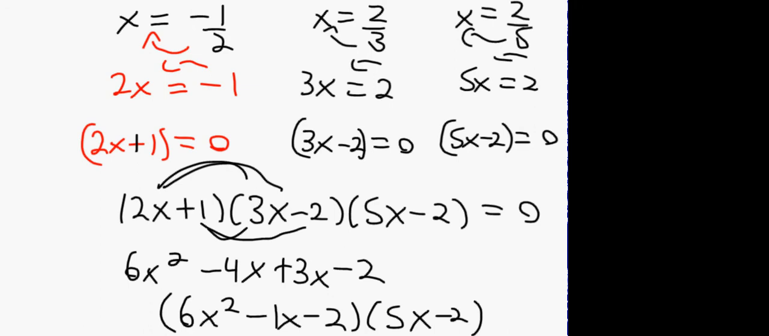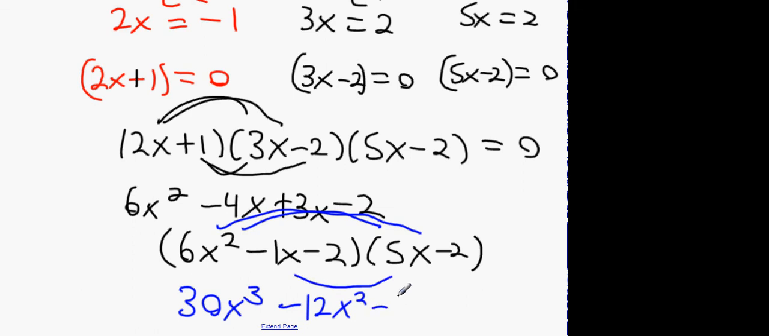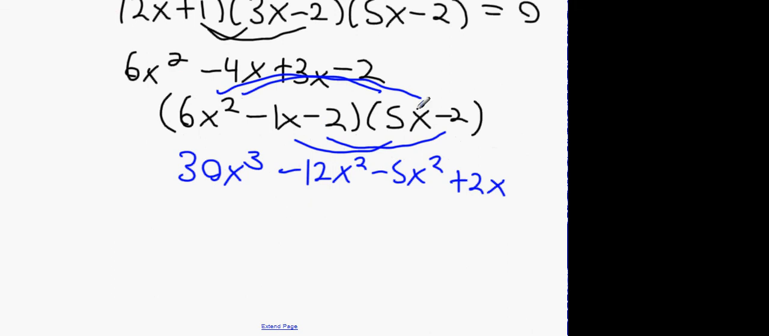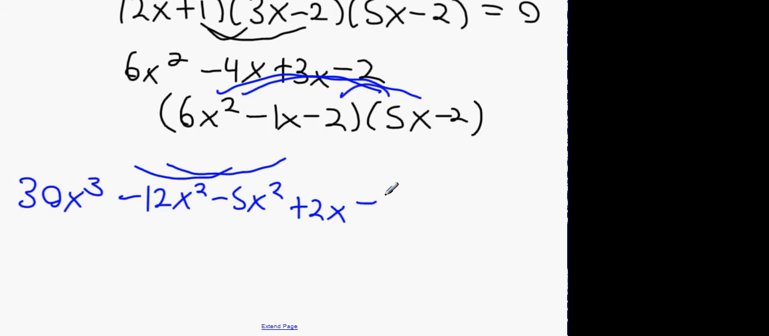You're going to get 30x cubed minus 12x squared, minus 5x squared plus 2x, and finally I'm going to multiply by the third part: minus 2 times 5x is minus 10x, and minus 2 times minus 2 is plus 4.